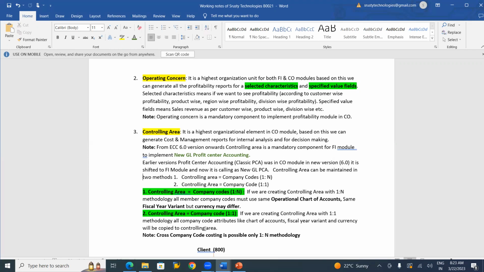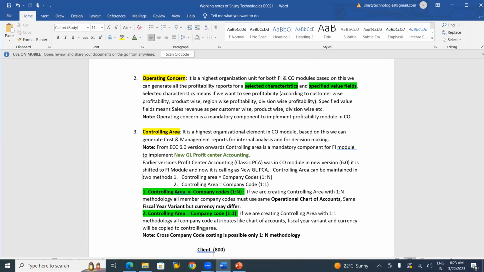There will normally be 3 types of currencies. I can tell you in the ECC version, we have 2 types of currencies. One is local currency, another one is group currency. Local currency and group currency. What do you mean by local currency?